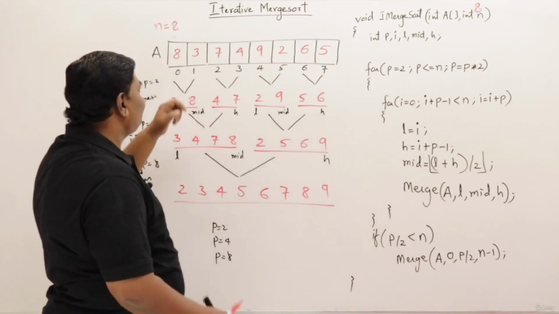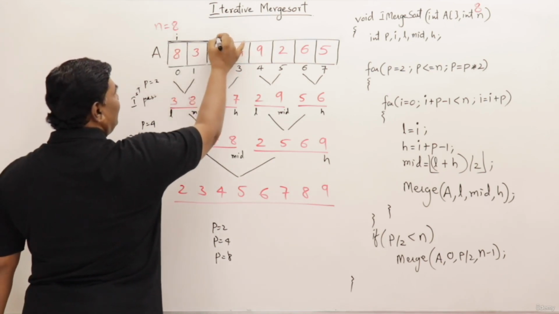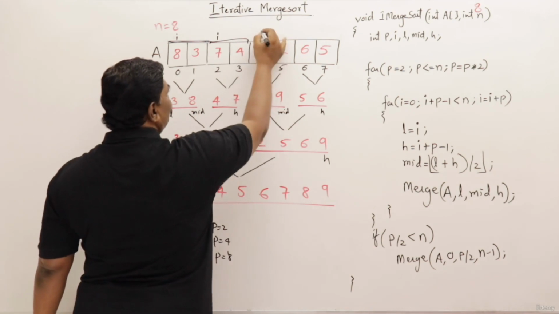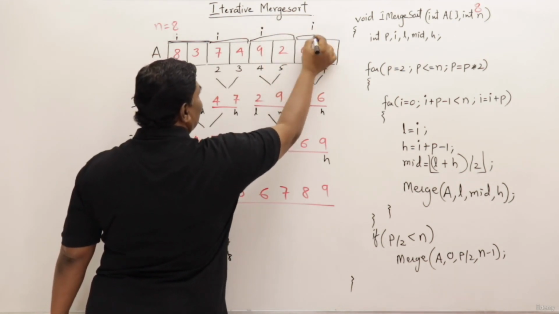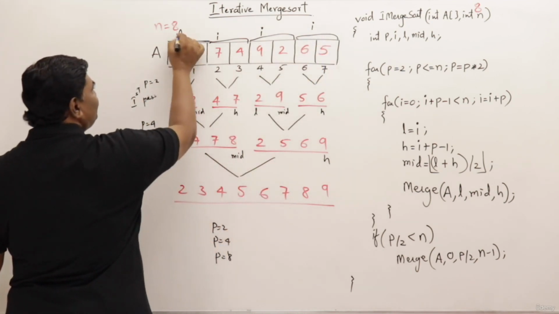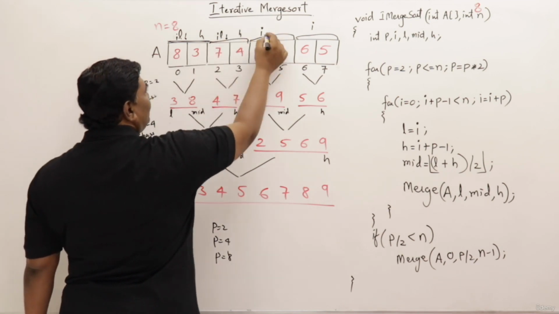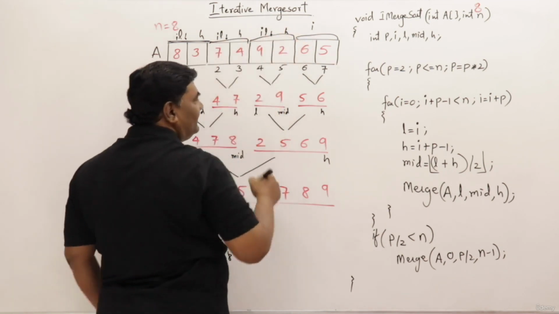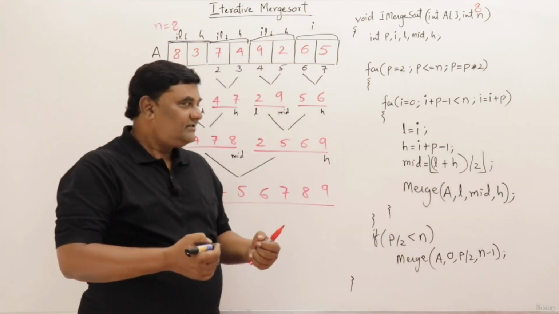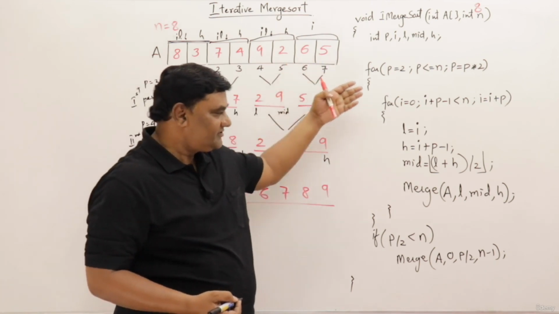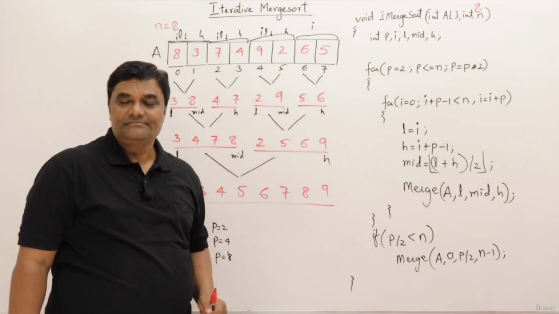If I show it on the first list, first time i is here, so these 2 elements are merged. Next time i will be here, then these two elements will be merged. Next time i will be here, then these two elements will be merged. Next i will be here and these two elements will be merged. And each time this is low, this is high, and this is mid. So that's how all are calculated and the merge function is called. If you want to understand it by taking values, then you have to substitute and prepare a table and understand how these values are changing.